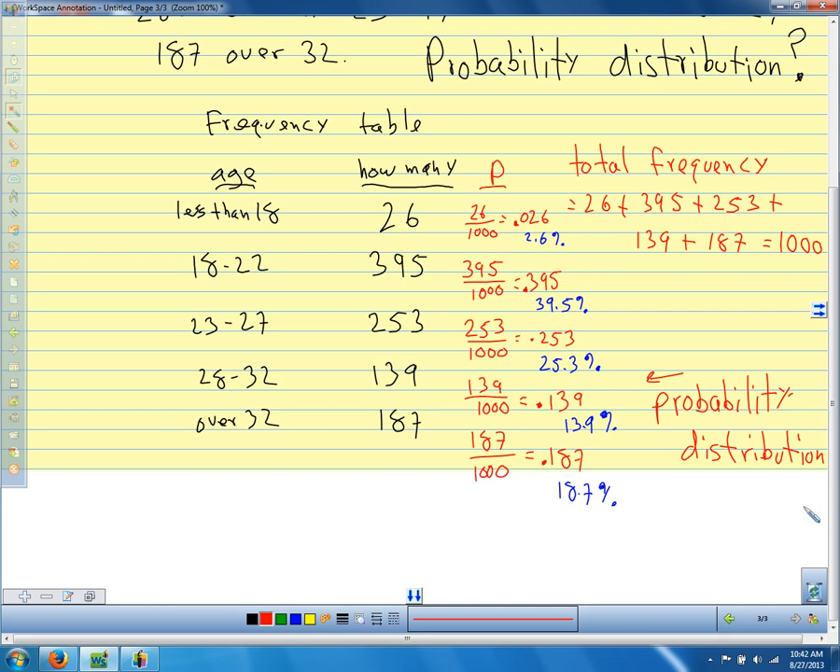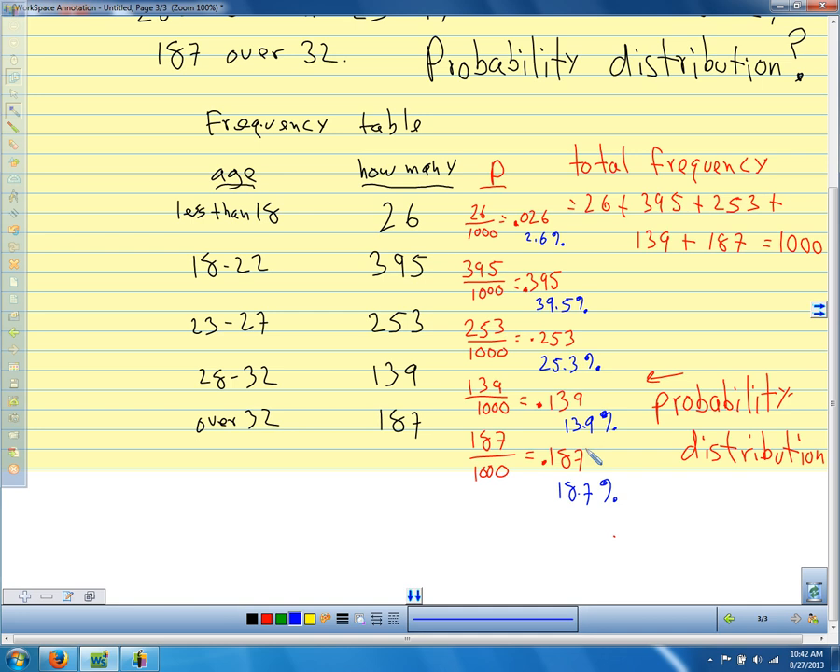Now, what do you think is going to happen when we add all of these probabilities together? So we've looked at all the incoming students. One person got it already. We looked at all the incoming students. So we're looking at the probability that they're a specific age. If we add the probabilities of each different category together, what has to happen?